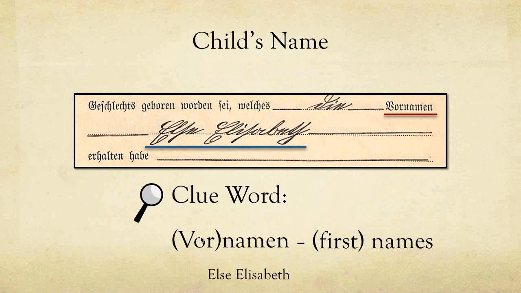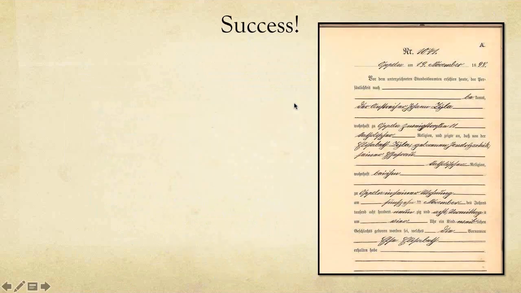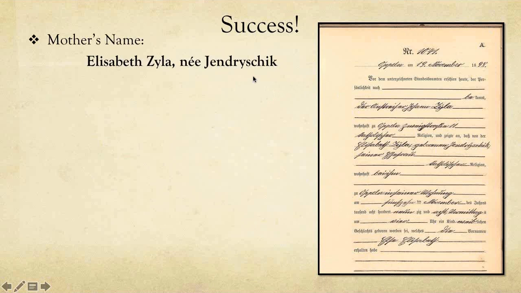You will get the actual name following that. So Elsa Elisabeth, remember, it will often be centered at the bottom of the certificate following the word Vornamen or Namen. So we did it. From this entire certificate that we found on MyHeritage, we were able to pull out the mother's name by looking for the clue words von der, remember, of the, born of Elizabeth. We were able to find her maiden name by looking for her clue word geboren, which means née.